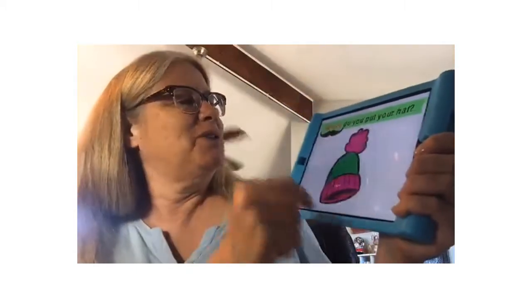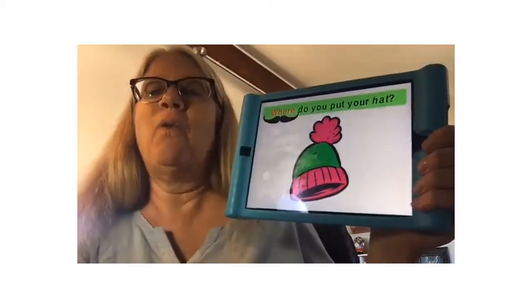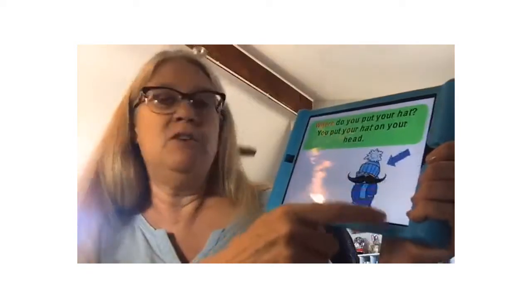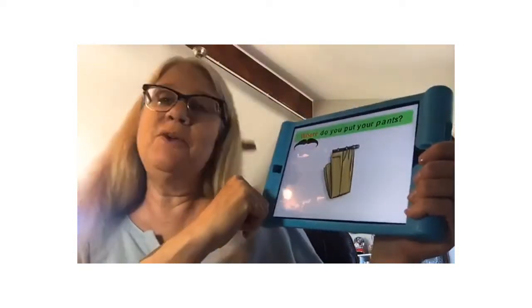So I mustache you a question. And now we're going to work on the word where. Where do you put your hat? You put your hat on your head. Where do you put your pants? And so you can go and work on the word where. And then carry this over with daily activities in the house. Where do you put the apple? Where do you put the toilet paper? Where do you put anything? All right, so have some fun with this.